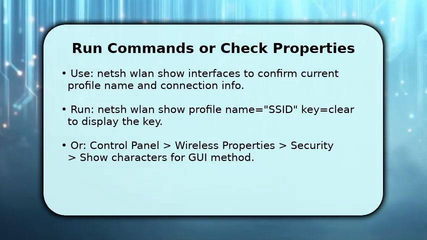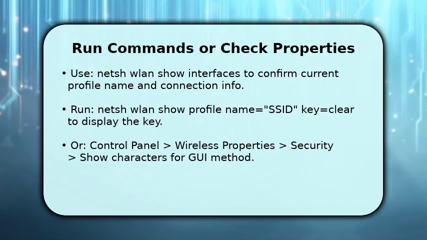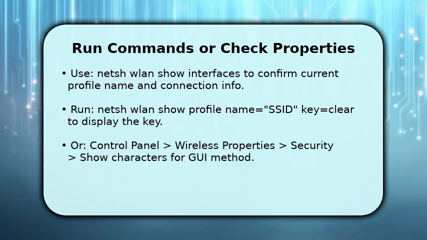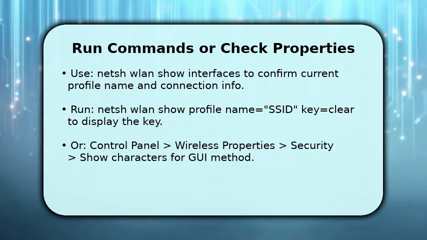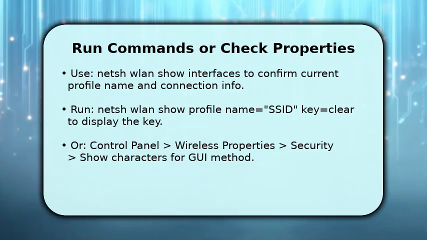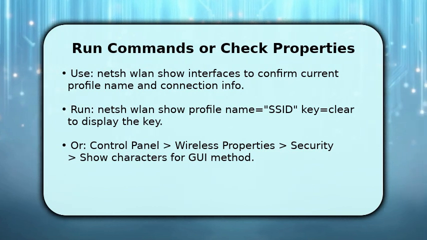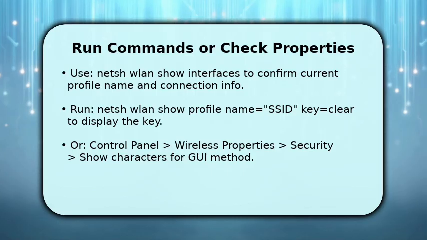This is the password. If you prefer the GUI, open Network and Sharing Center, click the active Wi-Fi, choose Wireless Properties, switch to the Security tab, and check Show Characters. These methods work because Windows stores the key per profile. Key=clear requests the plaintext display.